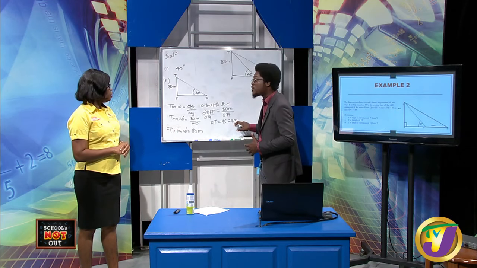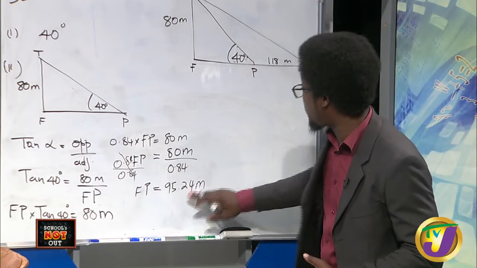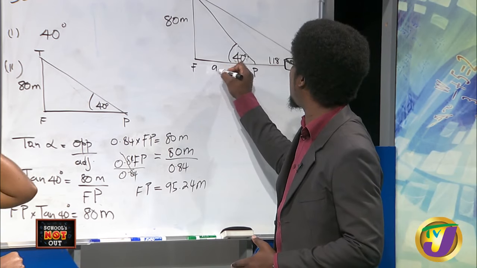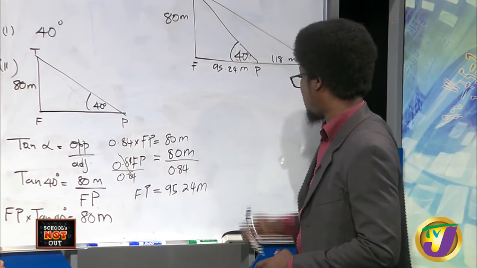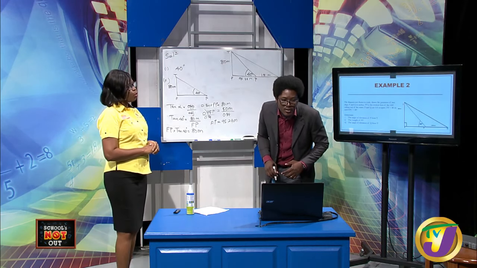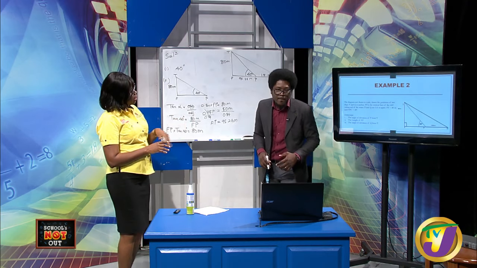Remember, guys, our units are very important. Now we're going to insert this answer on our diagram. The length of FP is 95.24 meters. So what did the third part of the question say? We are now to calculate the angle of elevation of Q from T. Step back to read it.